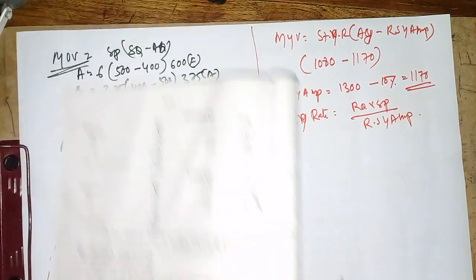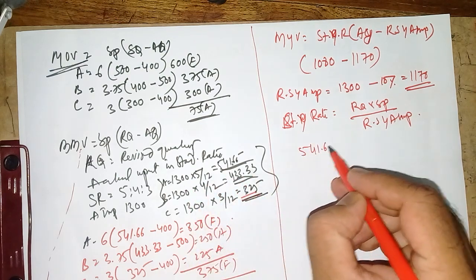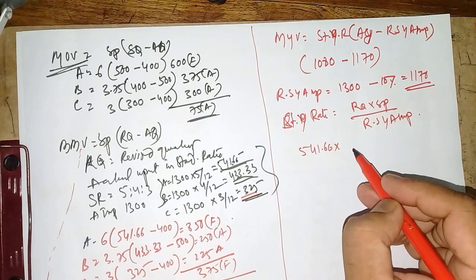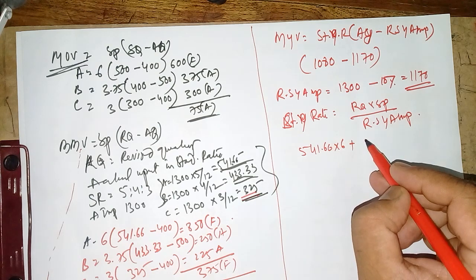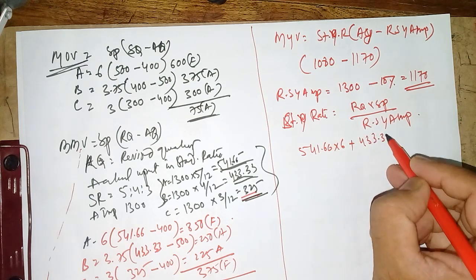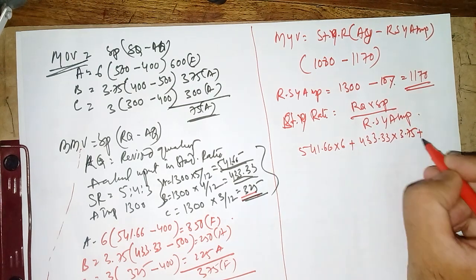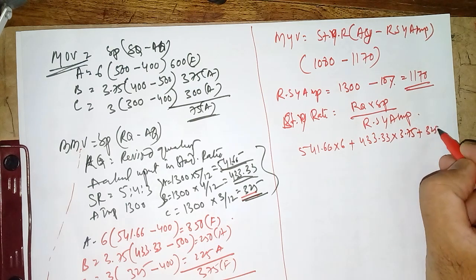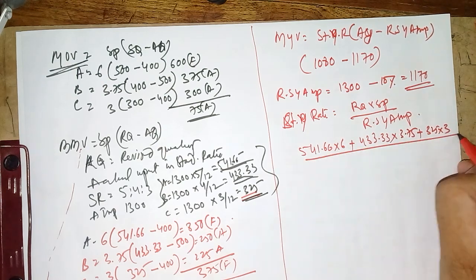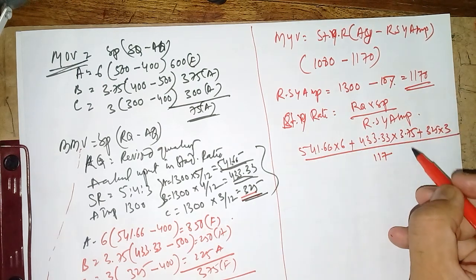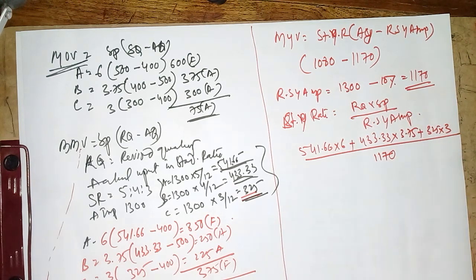So RQ we have already calculated here. So 541.66 bar into standard price is, what is the standard price? 6 plus, that is 433.33 bar into standard price is 3.75 plus 325 into standard price is 3 whole divided by 1170, right?